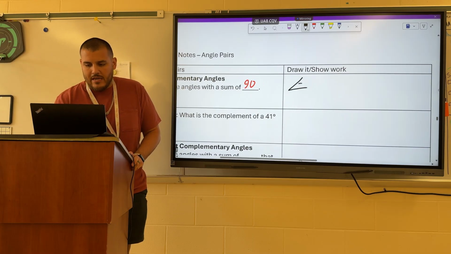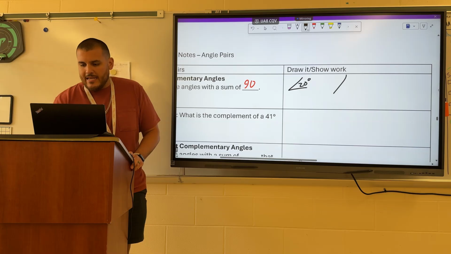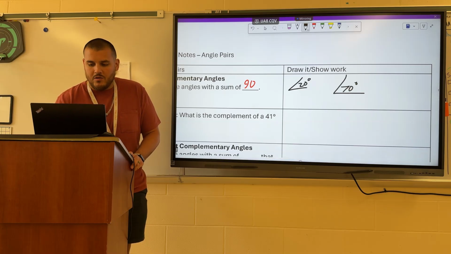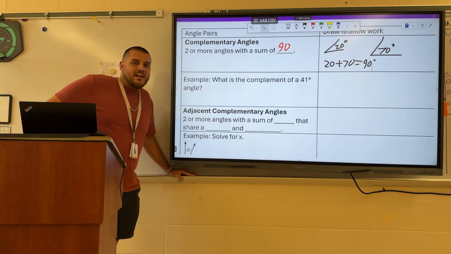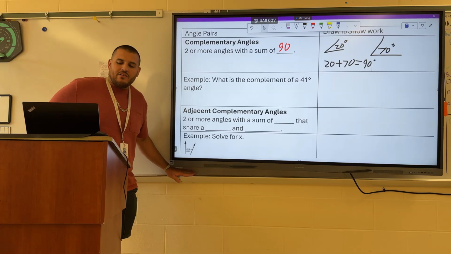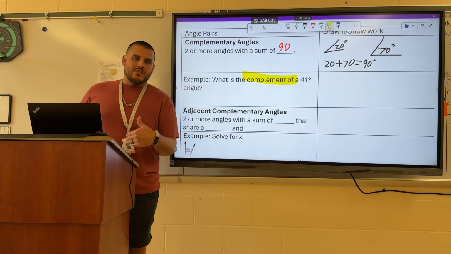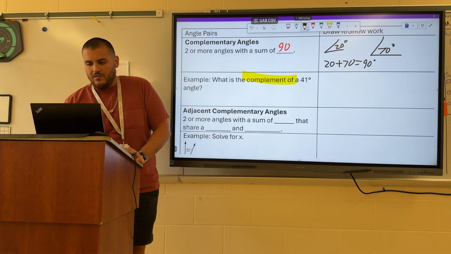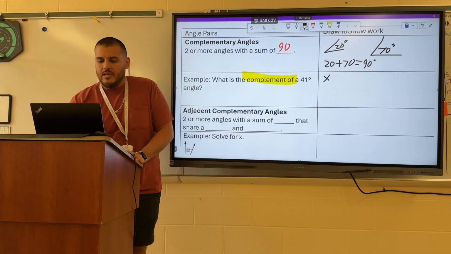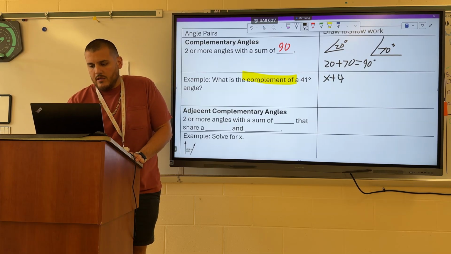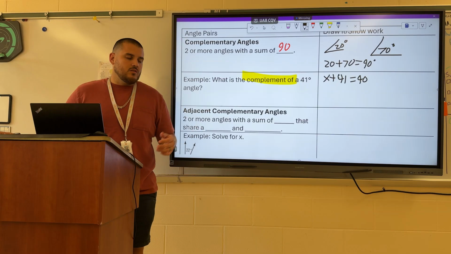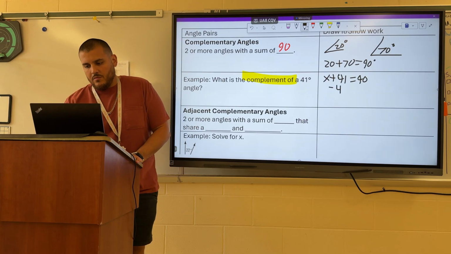For example, if you have a 20-degree angle and a 70-degree angle, those are complementary because 20 plus 70 equals 90 degrees. In our first example here, we're asked to find the complement of a 41-degree angle. A complement of any angle would just be a number that adds with it to equal 90 degrees. So we're trying to figure out what number, which we can call x, when added to 41 equals 90. And that just gives us a little equation there that we can solve. We can subtract 41 from both sides here to determine that this angle would have to be 49 degrees.